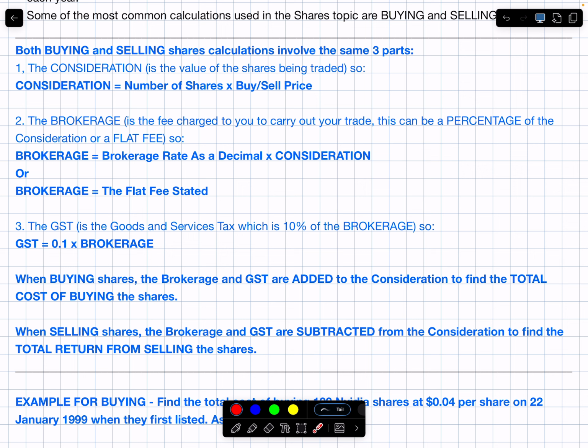So in Australia, the GST is going to be 10% of the brokerage. What's 10% as a decimal? 0.1 times by whatever the brokerage is. And the only other 2 things you need to add here: when you're buying shares, you add the brokerage and GST to the consideration, and that'll tell you how much it costs to buy all the shares. When you're selling, you take away the brokerage and GST from the consideration, and that tells you how much you got from selling the shares. If you need this, you have time now.